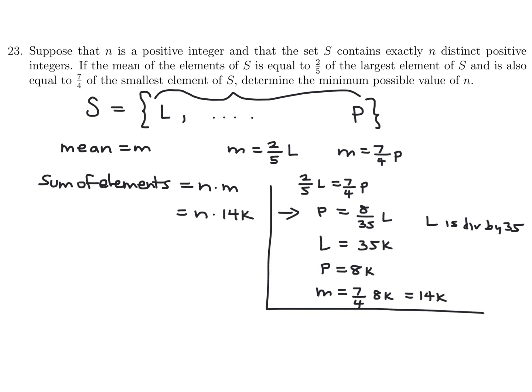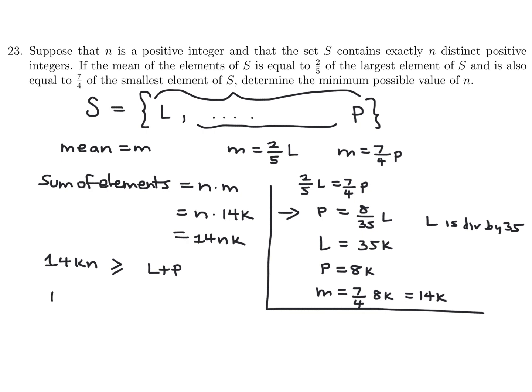So that is 14nk. So 14kn, nk, whatever, has got to be greater than that L plus P, because there's a bunch of other elements in there. But it could be equal if L and P are the only elements. So it's got to be at least equal to or greater than the sum of the elements.